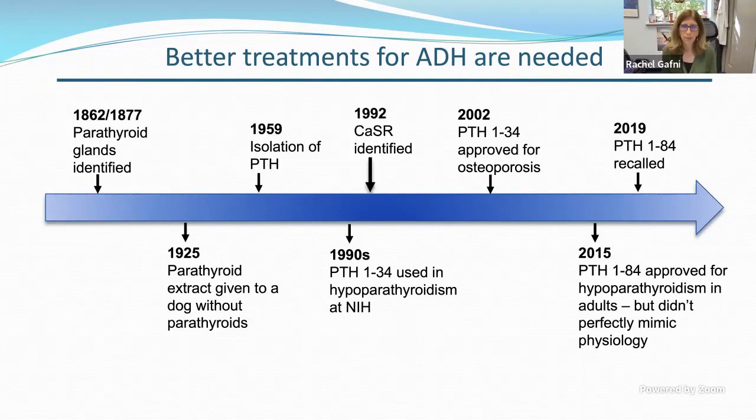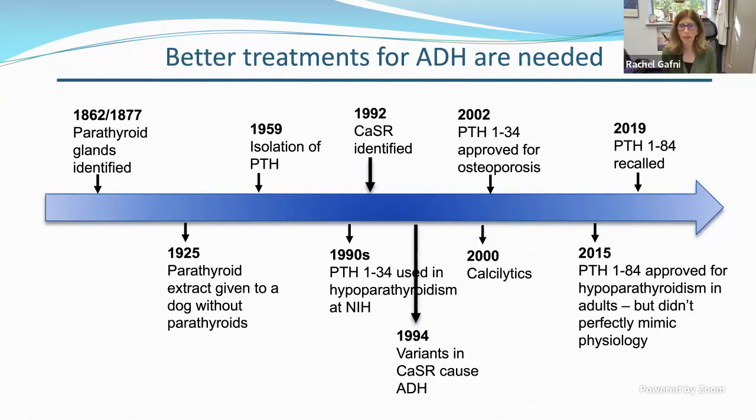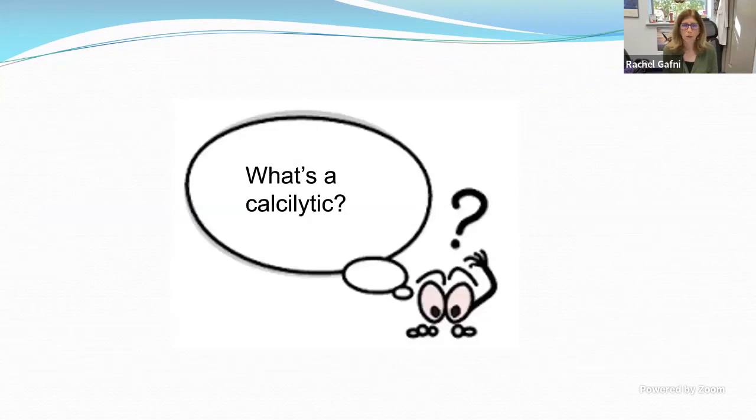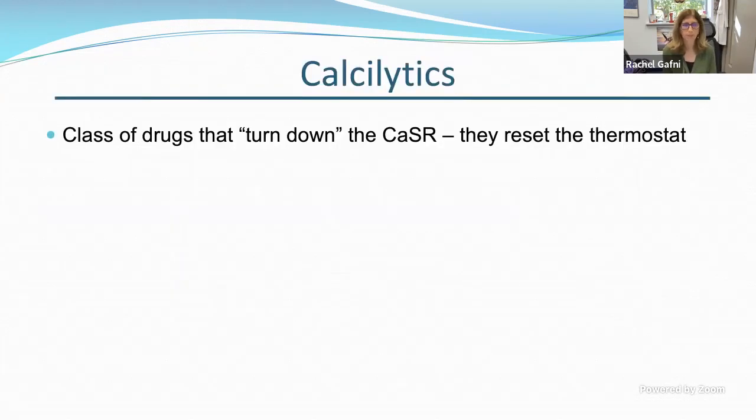But what about the calcium sensing receptor? This was identified in 1992, now 30 years ago. And in 1994, a couple years later, it was discovered that variants in this receptor cause ADH. And in 2000, calcilytics were developed as a class of drugs. So now we're talking 22 years ago. So what's a calcilytic? And Dr. Khan gave you a brief introduction to it, so I'm going to tell you a little bit more.